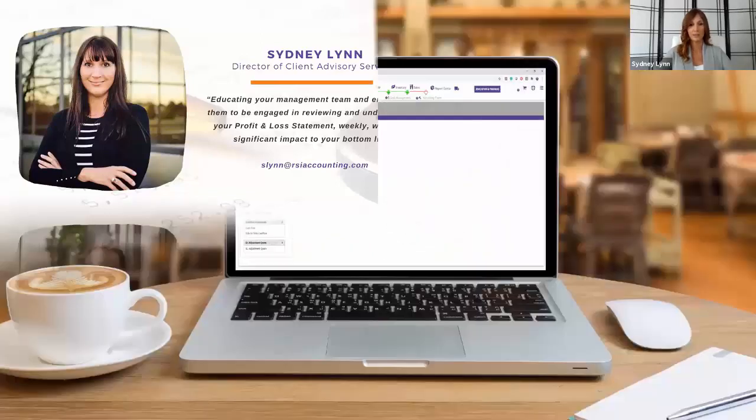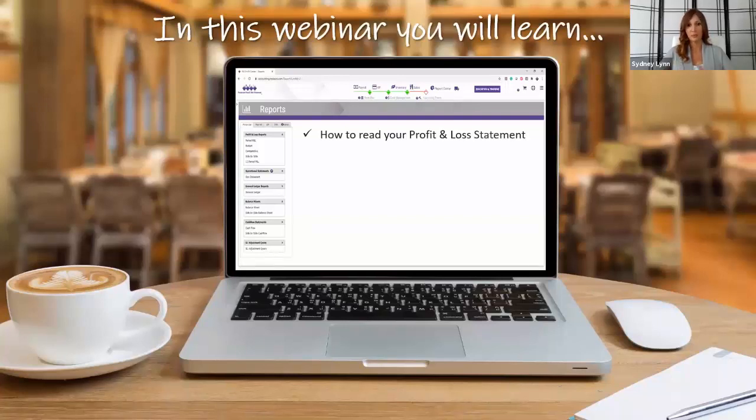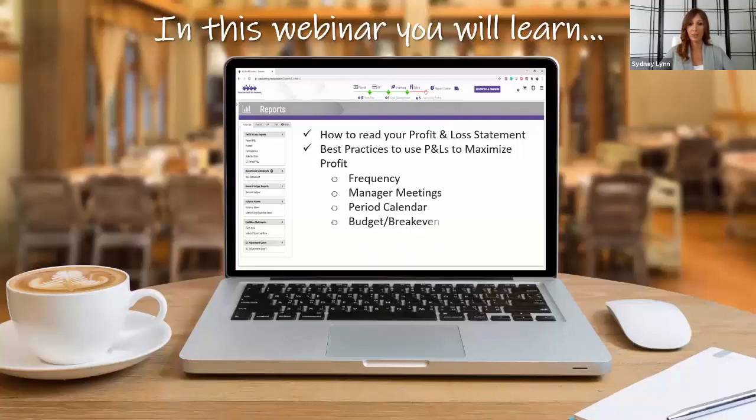So let's get started. Today we're first going to help you understand how to read your profit and loss top to bottom. We're also going to go over best practices on how to use your weekly profit and loss statements to maximize your profitability and find actionable items. And finally, how to get your management team to take ownership and be accountable to the financial results, and have them report to you what those results are versus you asking questions.